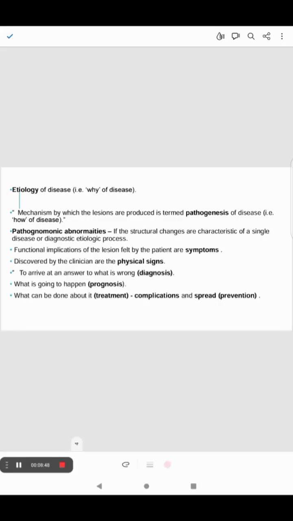Finally, the spread. Spread means the disease has gone beyond its original site. That is spread.